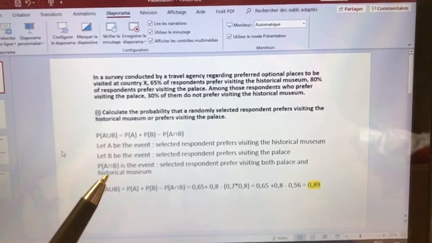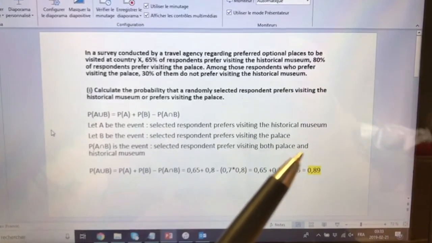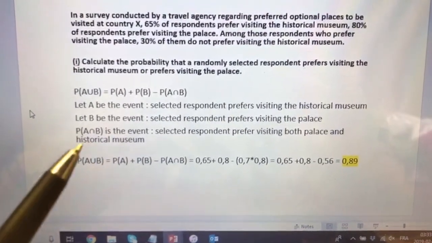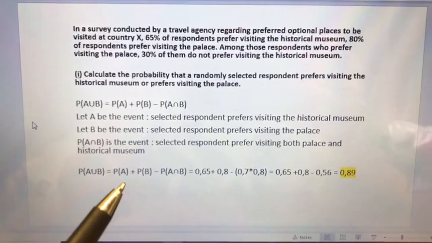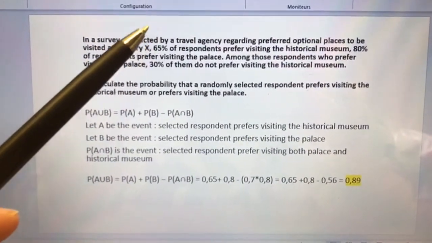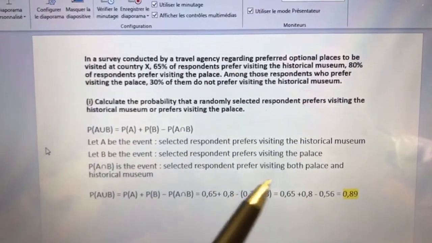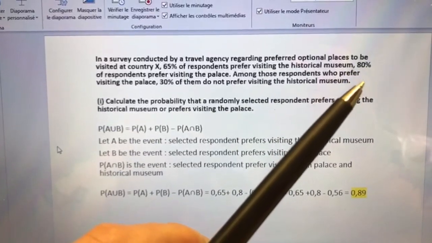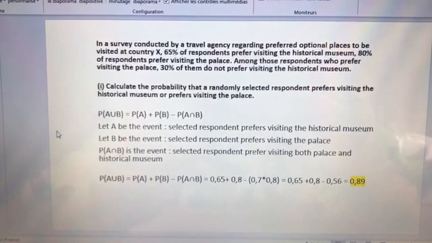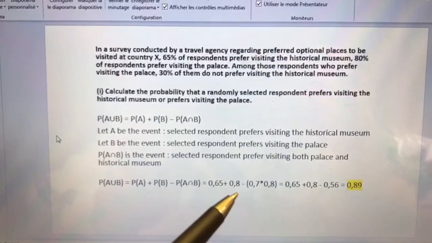Finally, probability of A inter B is the event that the selected respondent prefers visiting both the palace and the historical museum. So, probability of A union B. First of all, probability of A is 65%: respondents who prefer visiting the historical museum. Then probability of B, we see over there 80% of respondents prefer visiting the palace. And finally, we need to subtract probability of A inter B.